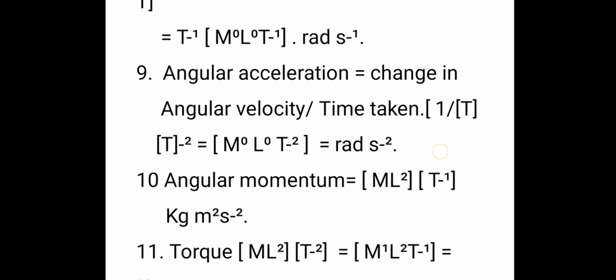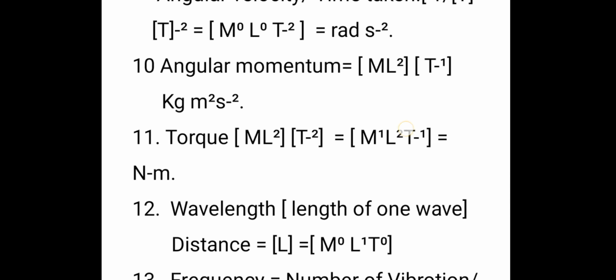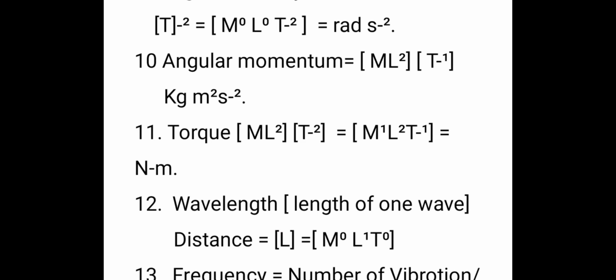Next one, angular velocity, angle by time, so T inverse, M naught L naught T inverse, radians per second. Angular acceleration, change in angular velocity by time taken, so T inverse, M naught L naught T inverse, radian per second square. Angular momentum, mass into length square, M L square T inverse, kg meter square per second.